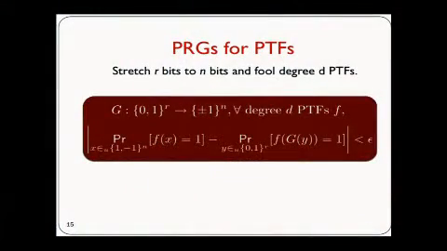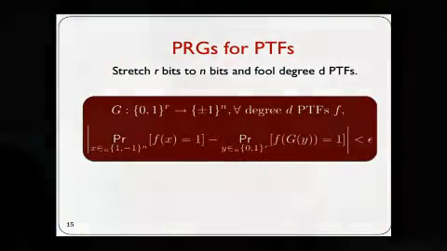And formally, you want a generator G which stretches R bits to N bits and fools degree D PTFs, in the sense that for every PTF f, the probability that f evaluates to 1 when the input is chosen uniformly at random on the hypercube is close to the probability that f evaluates to 1 when the input is chosen according to the generator.